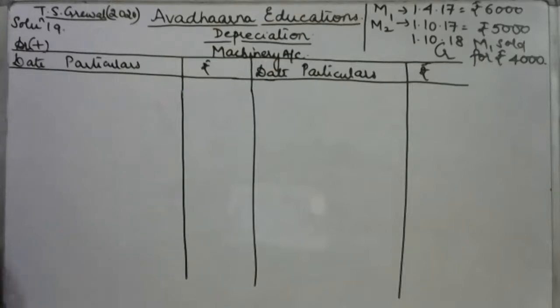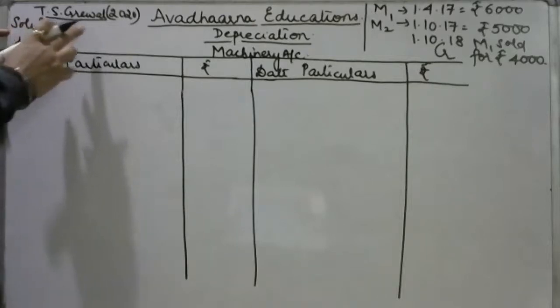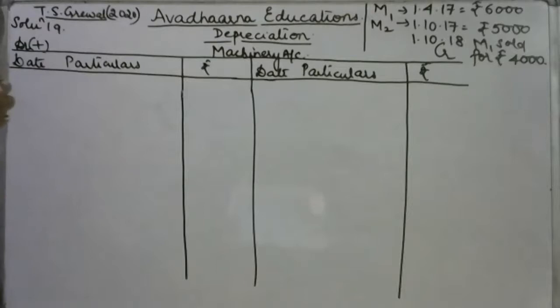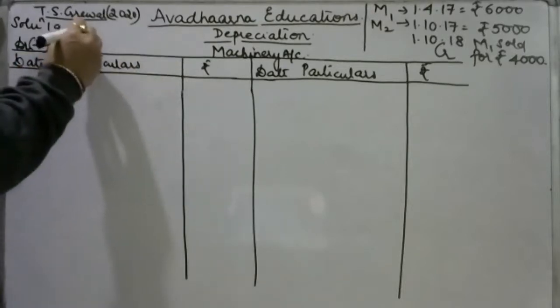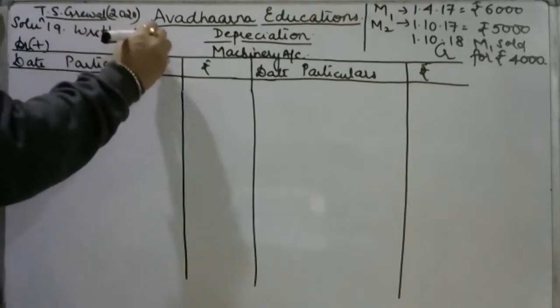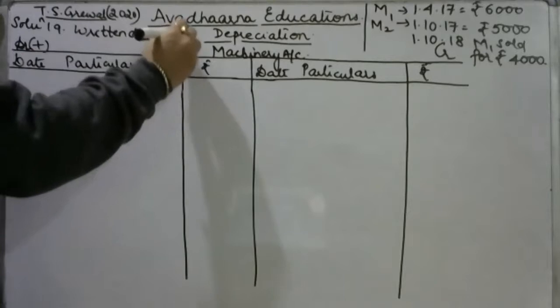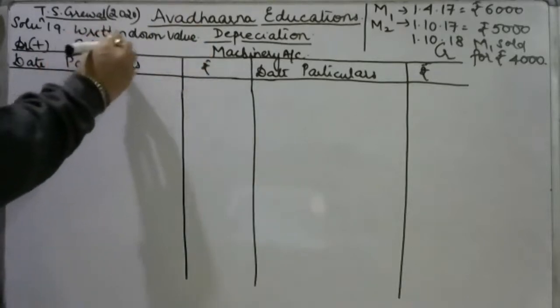So let's start with the solution of this problem. Problem number 19 from the book T.S. Garewal 2020 edition. And here we have to charge depreciation by following written down value method of charging depreciation at the rate of 10% per annum.